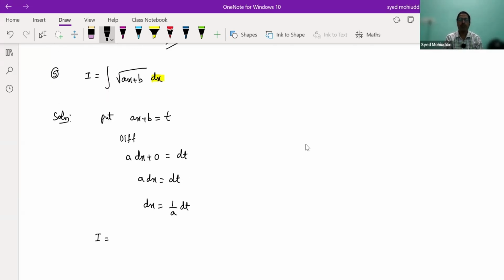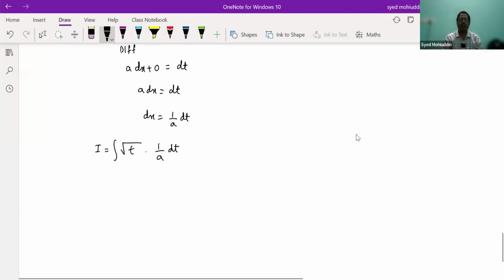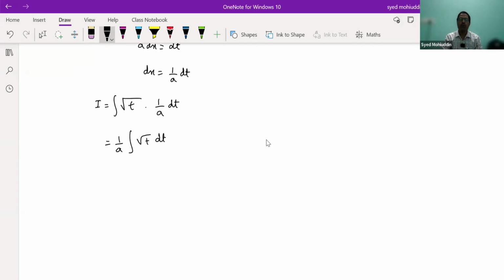Therefore, we'll be getting I is equals to, it is integral of under root ax plus b value is t. Dx value is 1 by a into dt. But 1 by a is a constant. You can remove that 1 by a outside and write down integral of root t into dt. Right? Now the question is, what will be integral of root t? It is better you try to remember the integral of root t directly. But here, because we are dealing with the root for the first time, I'll be showing the entire procedure.